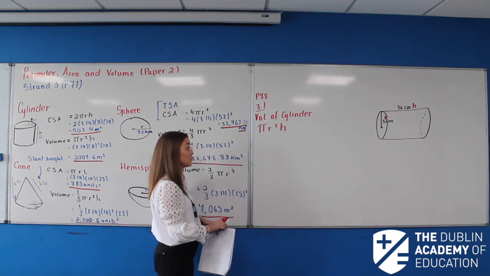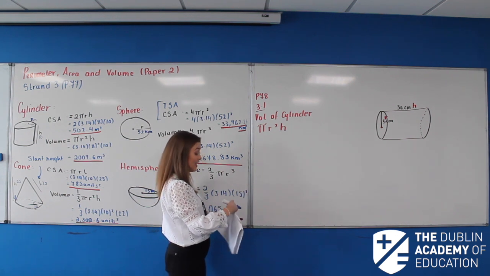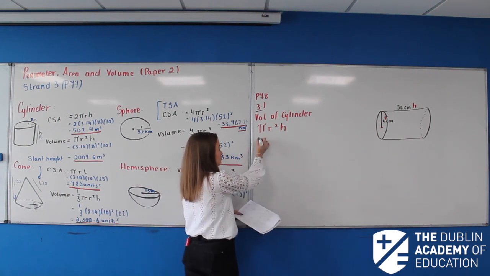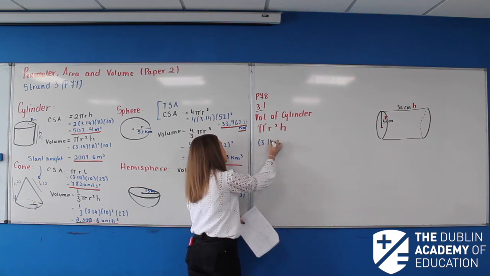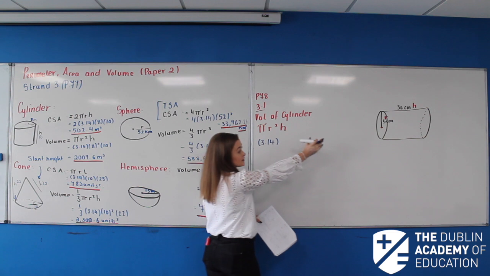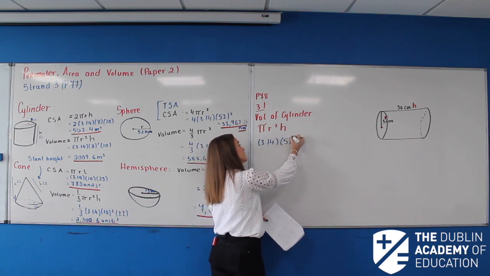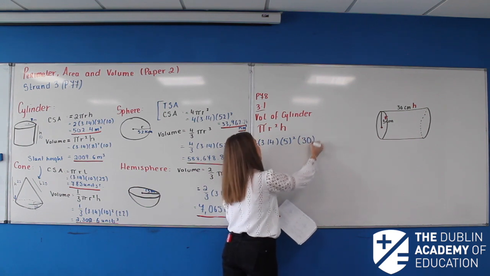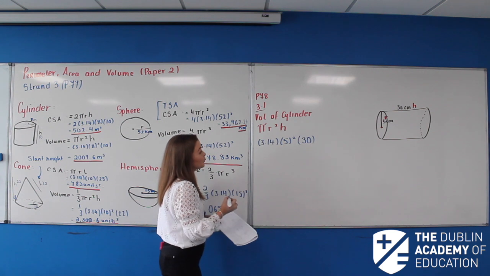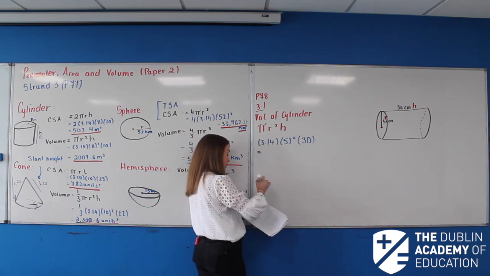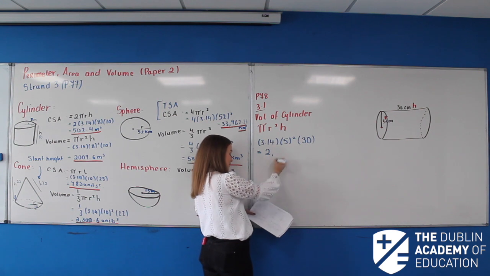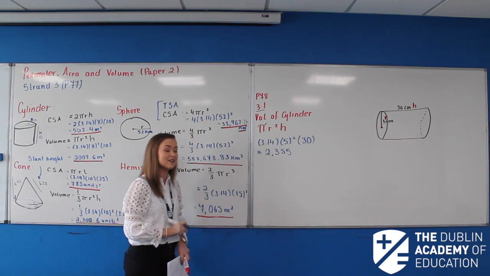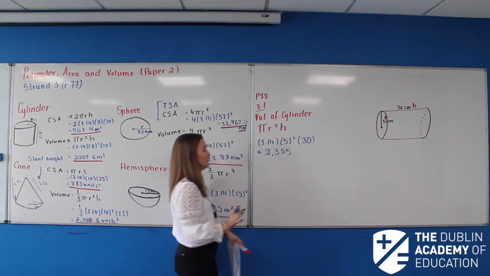All I have to do from that moment on is basically fill in. So here, what I have for pi, they asked me to use 3.14, times my radius, you'll see over here is 5, to be squared, times my height, and although it looks the other way around, my height is 30, okay? Now, plug that into my calculator to get out my volume, and what I should get is 2,355, okay?